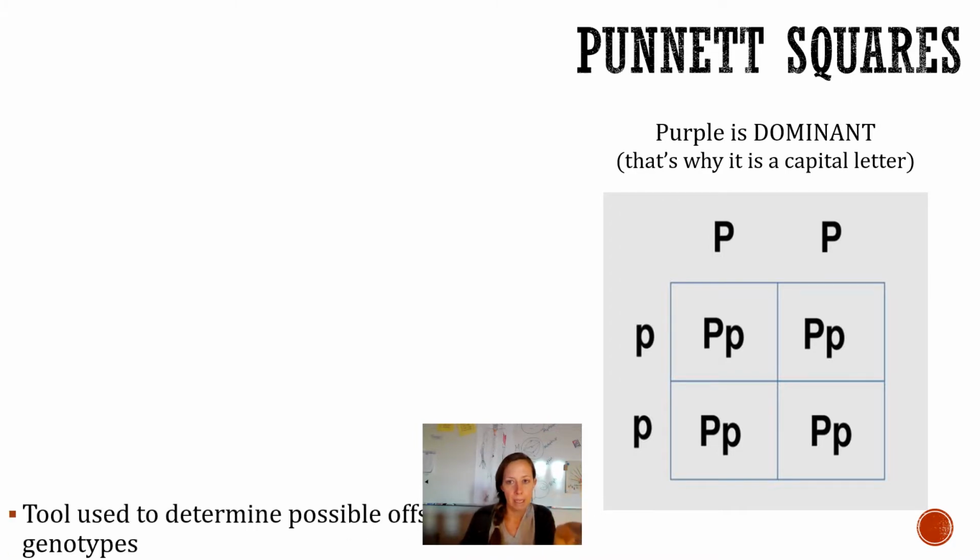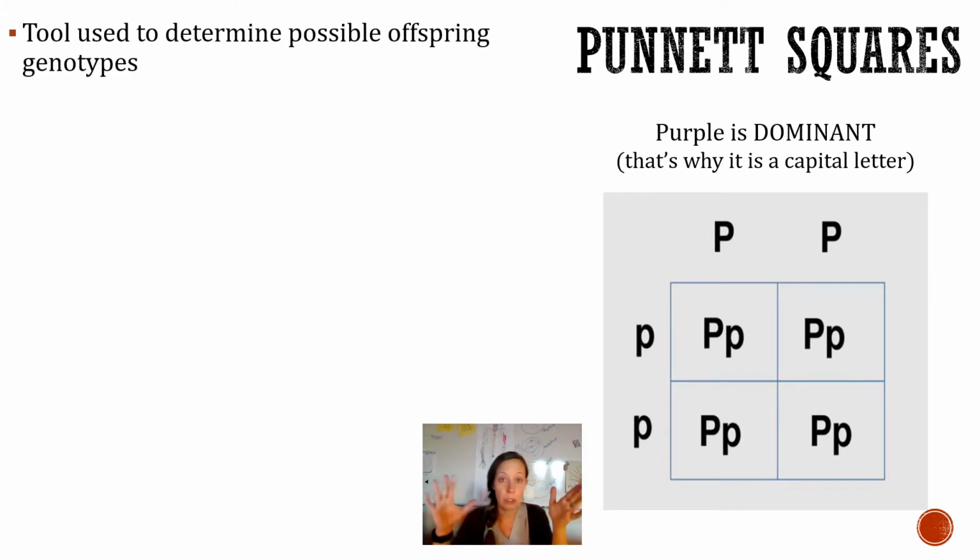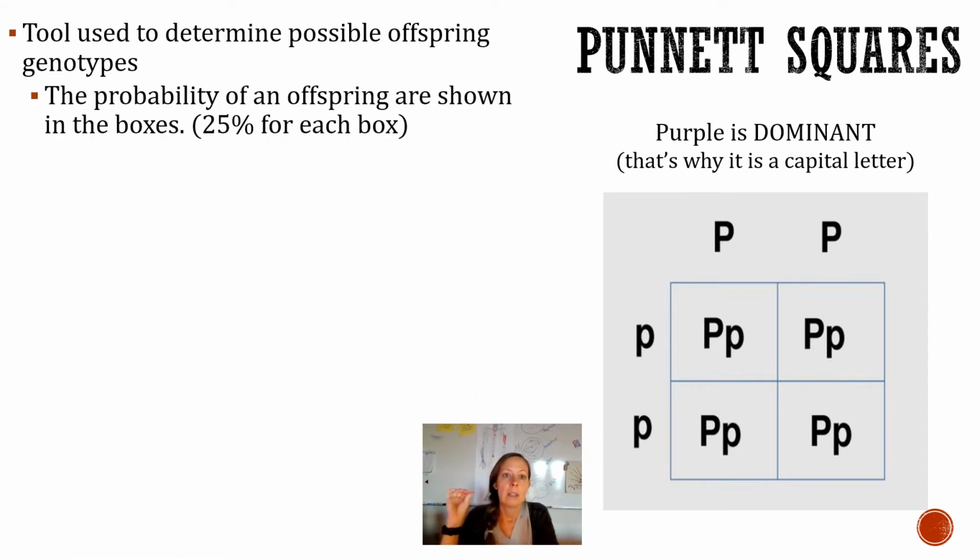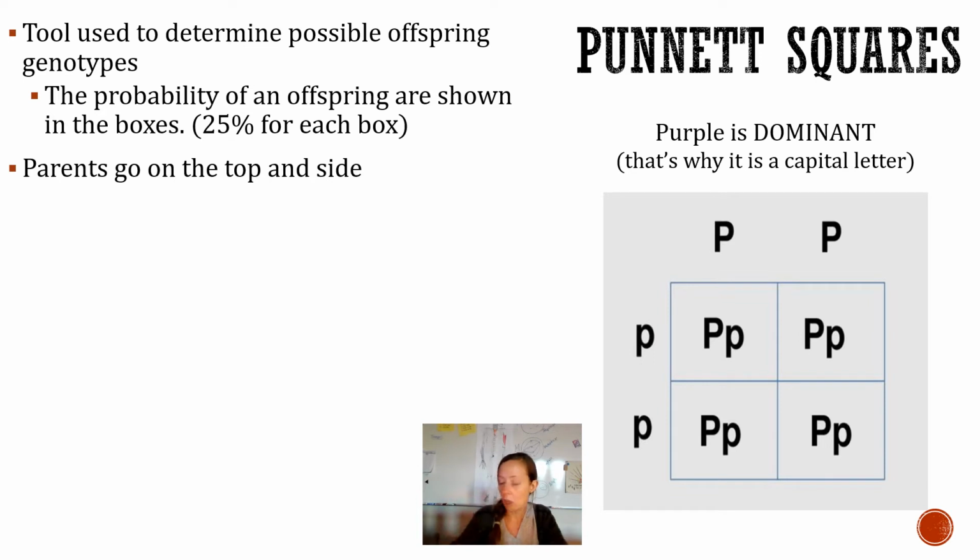So, Punnett squares. Punnett squares are tools used to determine possible genotypes of offspring, all right? You've done these before, I'm pretty sure. The probability of an offspring being produced is in the boxes. Each box represents 25%. I want you to think of the 4 quarters for a dollar, okay? 1 quarter is 25, 2 quarters is 50 cents, 3 quarters 75 cents, and 4 quarters you have a whole dollar. The parents are always going to go on the top.